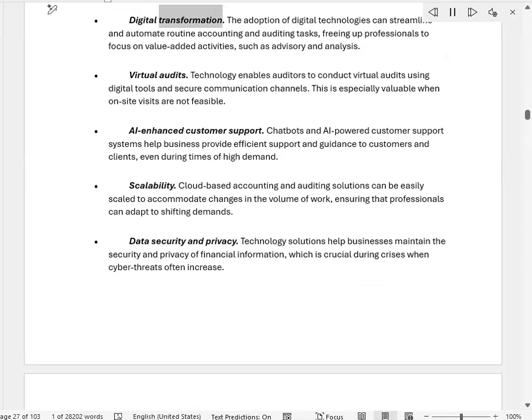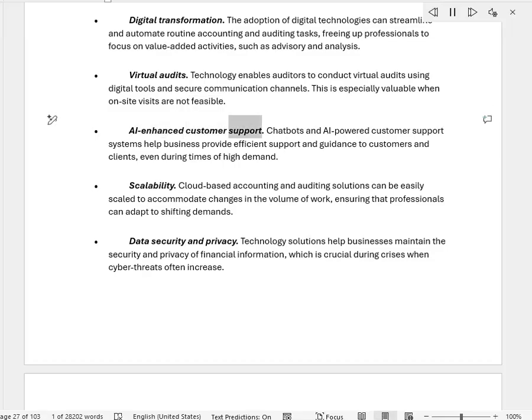Digital transformation. The adoption of digital technologies can streamline and automate routine accounting and auditing tasks, freeing up professionals to focus on value-added activities, such as advisory and analysis. Virtual audits. Technology enables auditors to conduct virtual audits using digital tools and secure communication channels. This is especially valuable when on-site visits are not feasible.